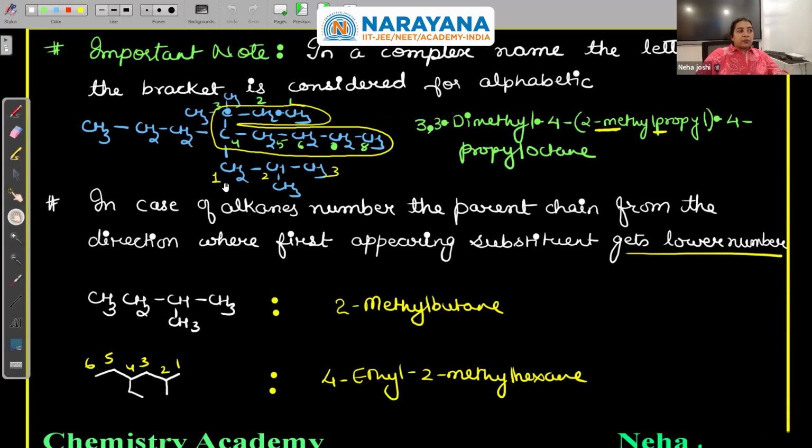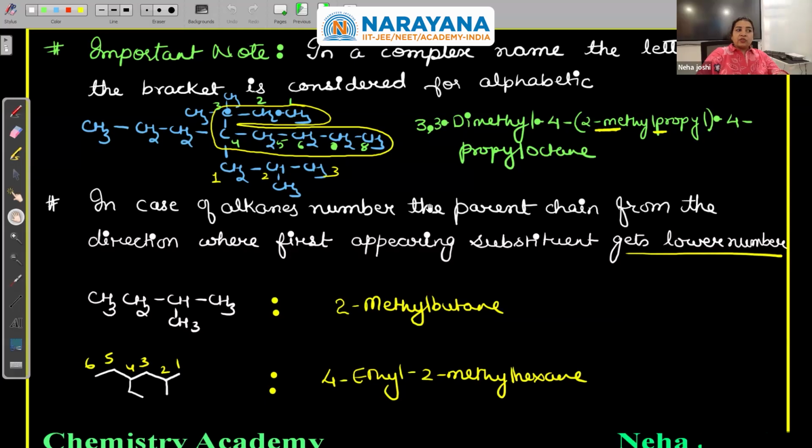Moving further, in a complex name, the first letter inside the bracket is considered for alphabetic order. For example, see, this is the parent, 3 dimethyl, 4 2-methyl propyl. Okay, so this position number 4 has this portion as 4 2-methyl propyl. So for alphabetizing, I will use M. It is a complex bracket, so first letter M, and this is simply propyl, so I will use P. So in a complex bracket, the first letter which appears is used for alphabetizing.